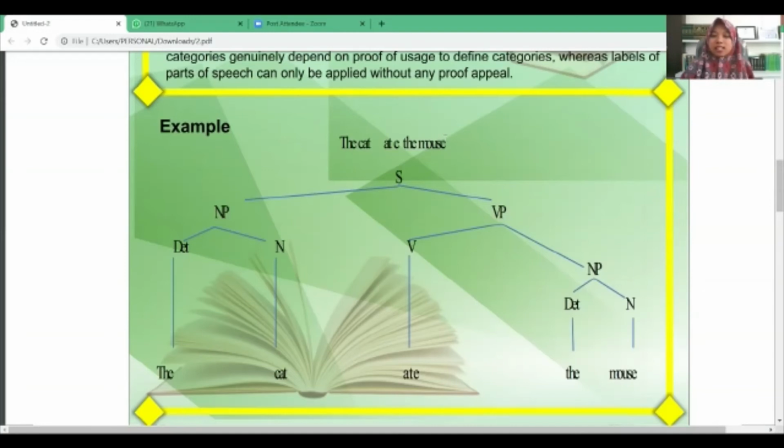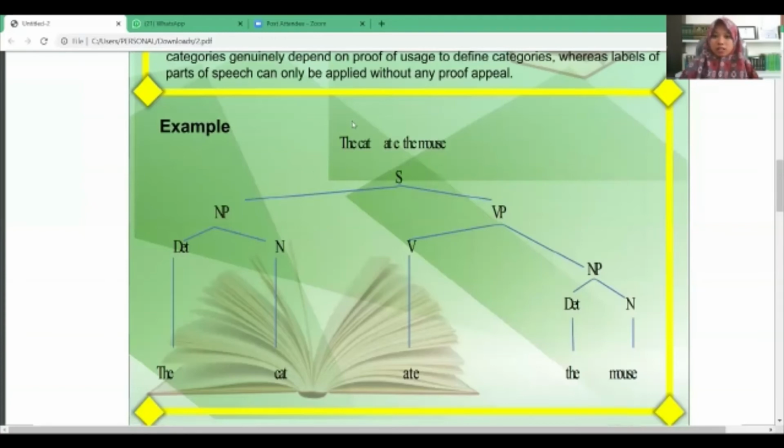In an English sentence, it's always made from a noun phrase and a verb phrase. A noun phrase, of course, at least contains a noun and it may contain a determiner, adjective, or others. And a verb phrase, of course, at least has a verb, and the other may be an adjective, an adverb, or another noun phrase.